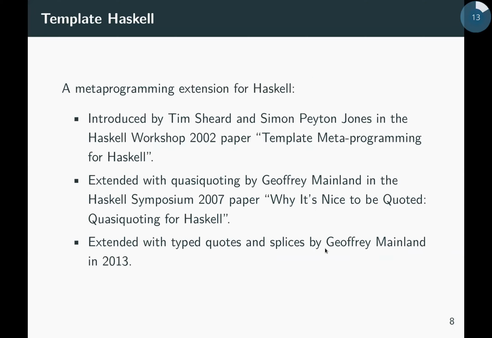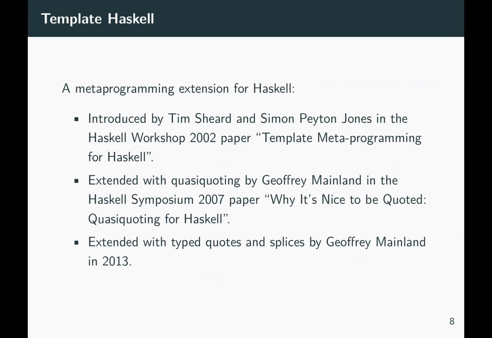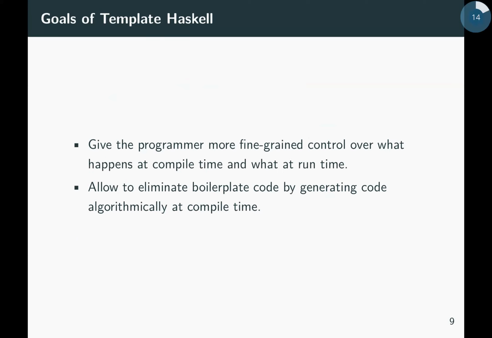And so this is now where Template Haskell comes in. Template Haskell first appeared in 2002, so it's more than 20 years old now, in the paper Template Meta-Programming for Haskell. Then there was an extension called quasi-quoting, which we'll get to at the end of this lecture as an example. One of the things I like about Haskell is that the papers always have these nice names, like quasi-quoting for Haskell. And finally, we got typed quotes and splices in 2013, and we'll talk about those mostly in this lecture.